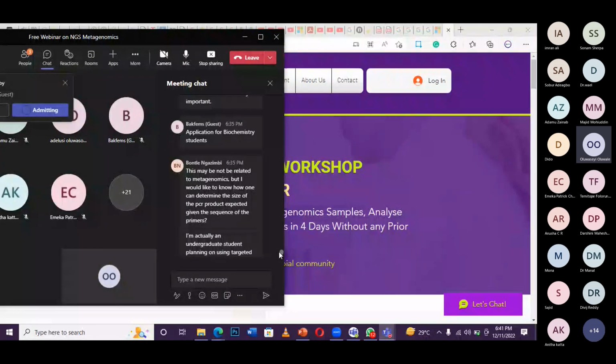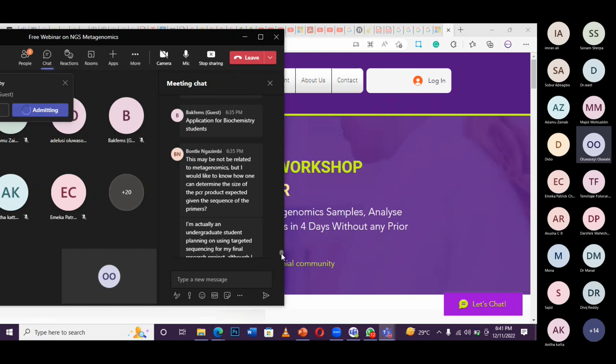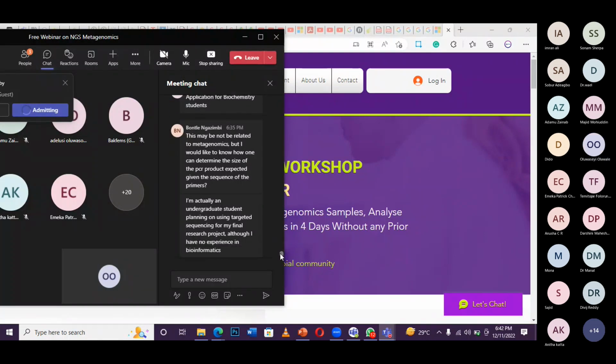In the raw data, you have fragmented sequences scattered about, belonging to the same conserved region. So it is in assembly that you assemble and rearrange them into the original sequence space, and the positions of the conserved regions of those fragments are rearranged, giving you the original size of the entire sequence that was produced in the lab through the PCR process. Bontlu Ngazimbi, please, did I answer your question? Are you still here? Ngazimbi.